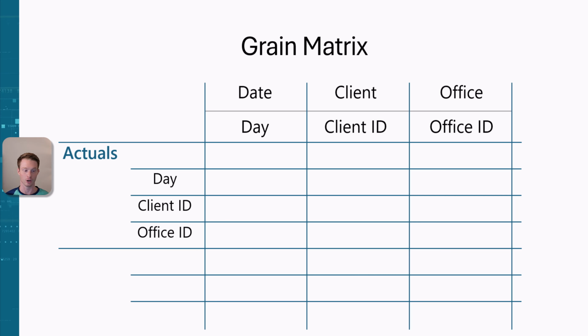And here I'm going to list out all of the foreign keys. From actuals, I had the day. Again, it was the date, but I'm going to write day so I know the granularity, the client ID, and the office ID.